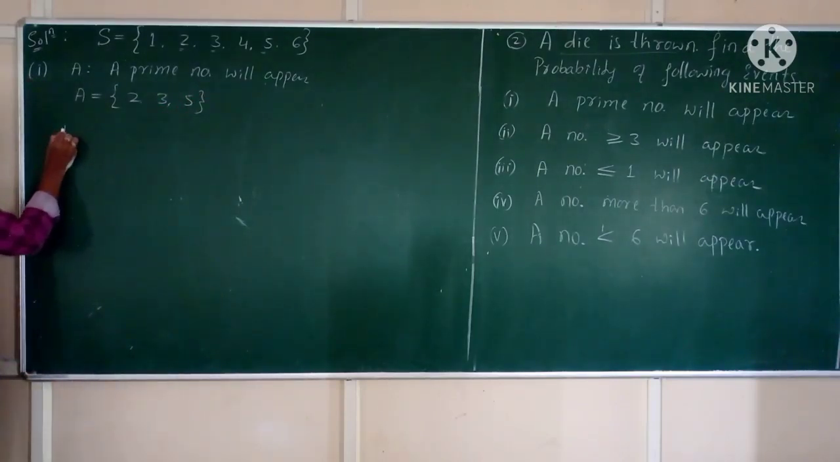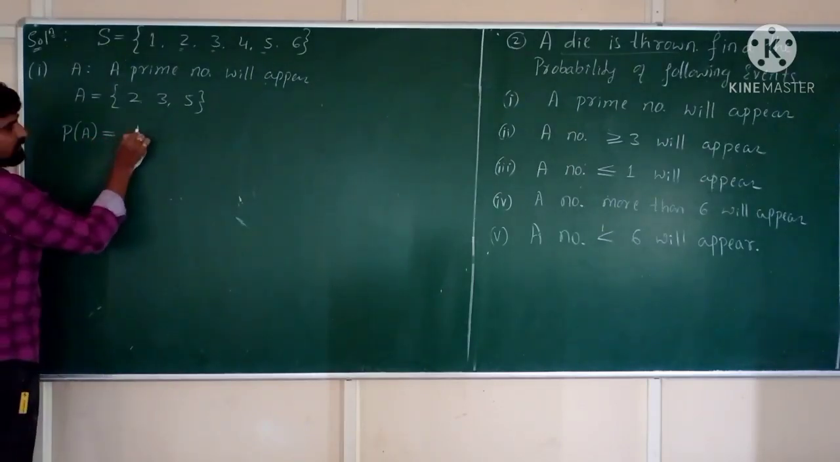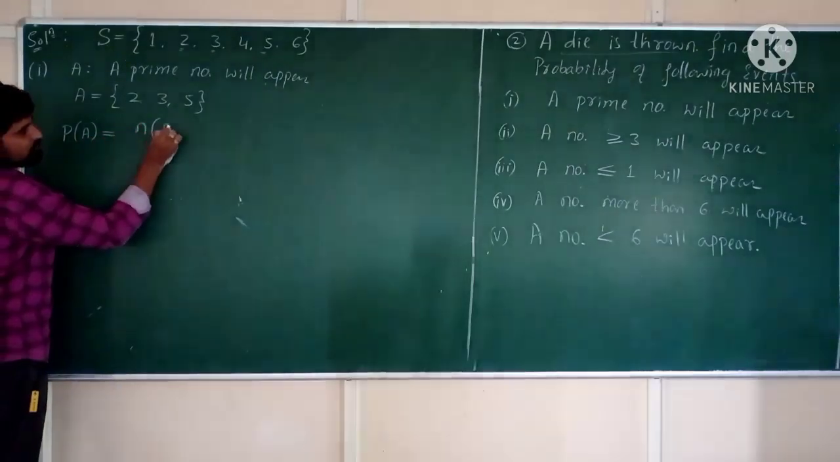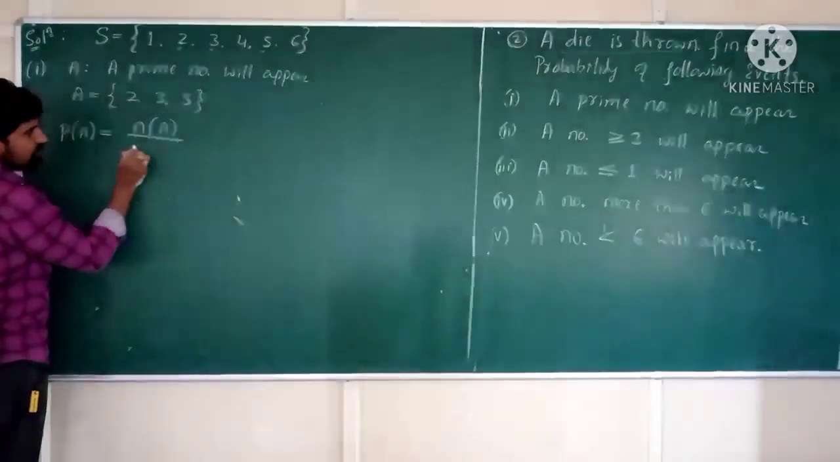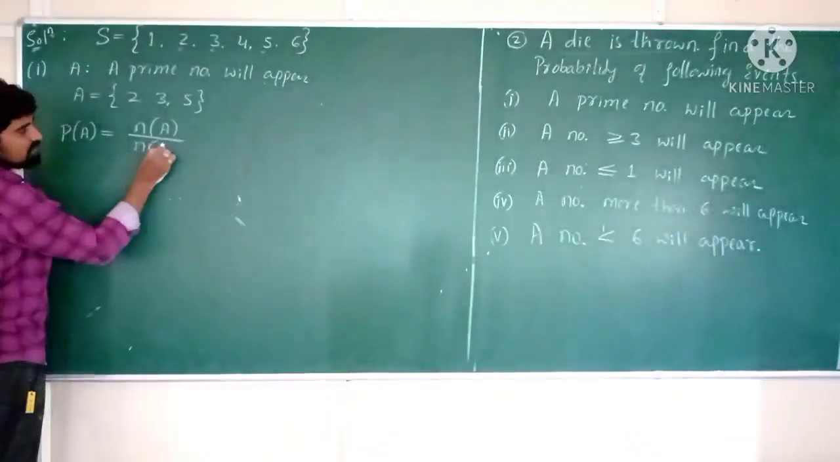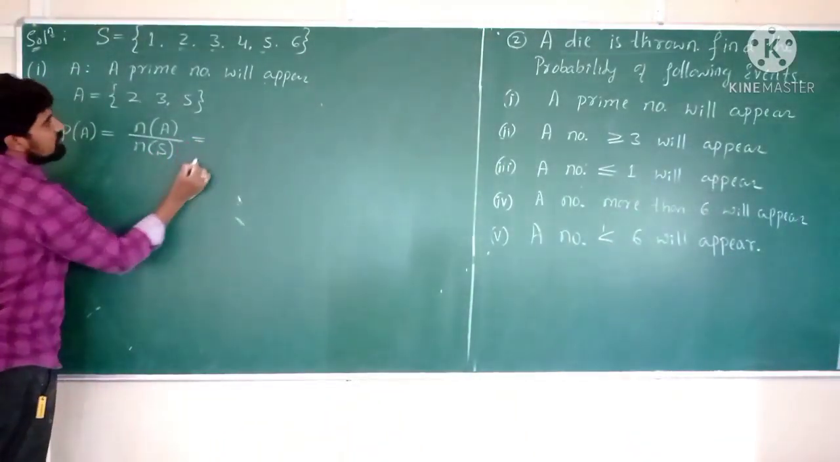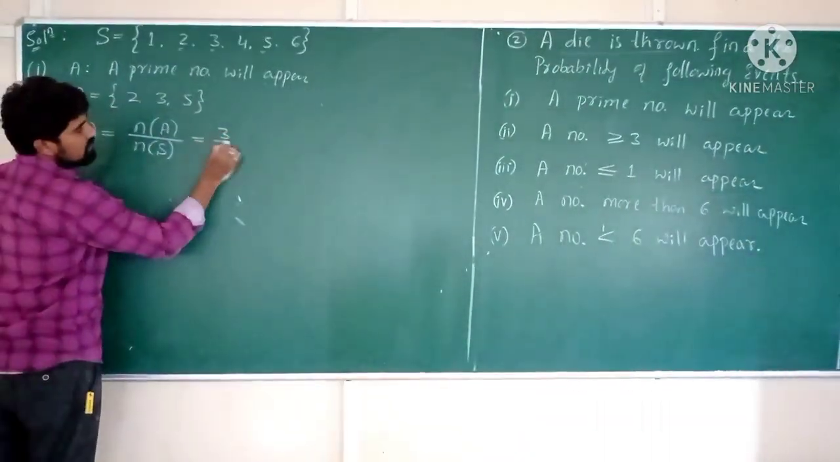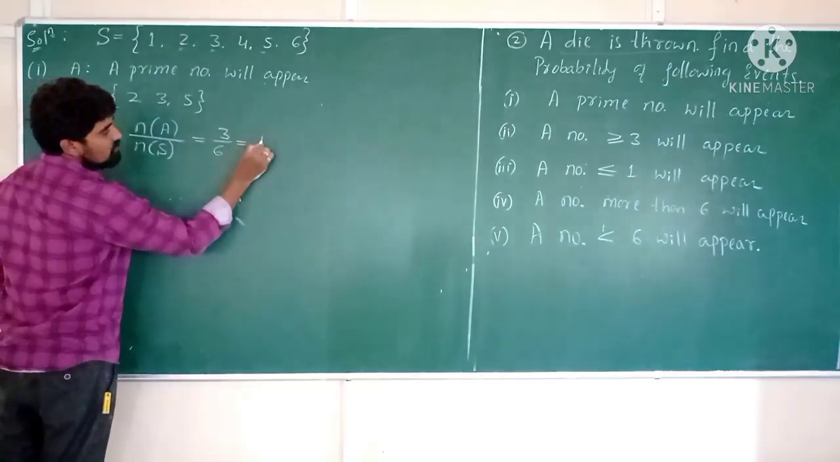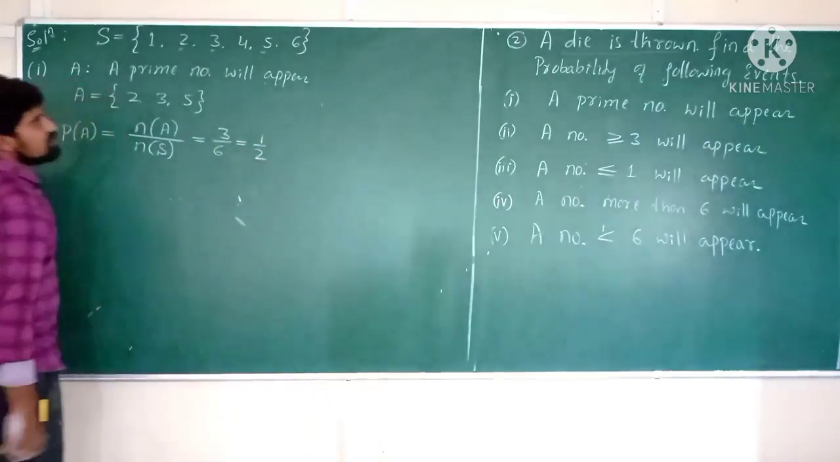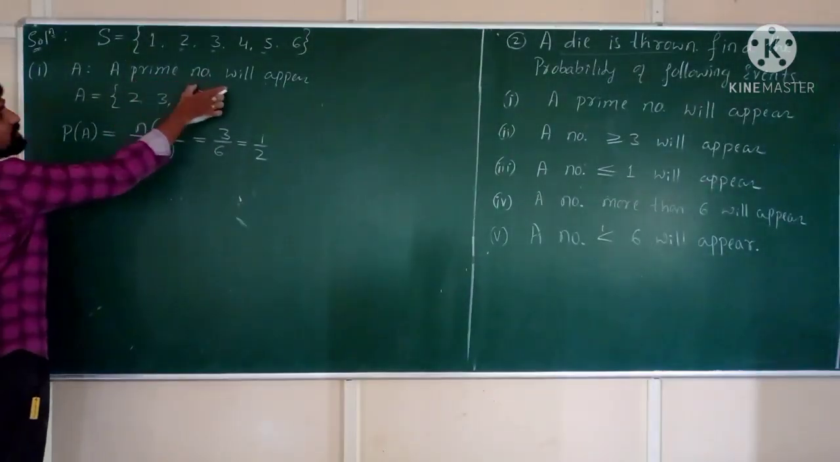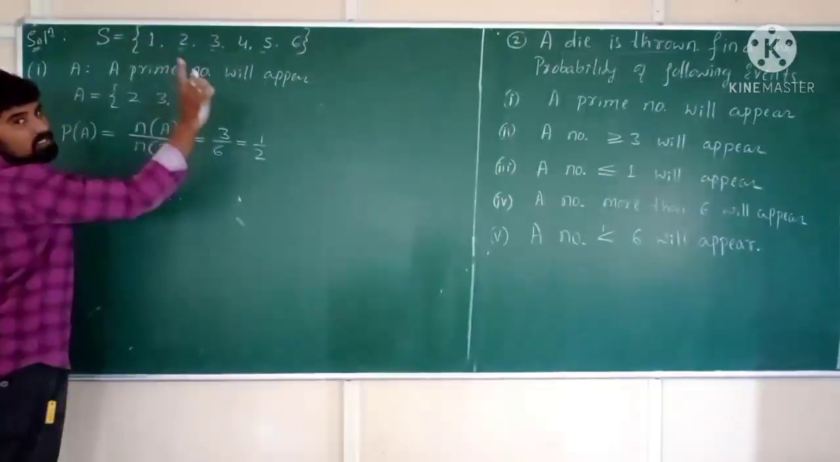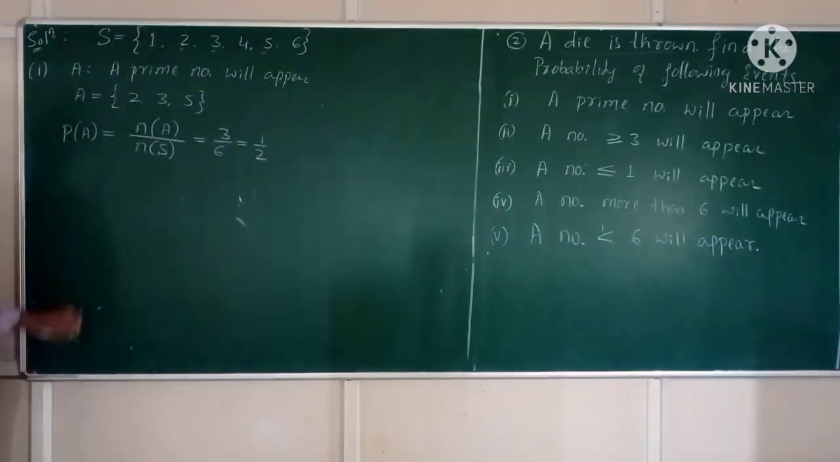Hence, the probability of the event A is given by the number of outcomes present in the event A divided by the number of outcomes present in the sample space. The number of outcomes present in the event A is 3. So 3 divided by 6 is equal to what? 1 by 2 is the probability that a prime number will appear when a die is thrown. I hope all of you understand it.